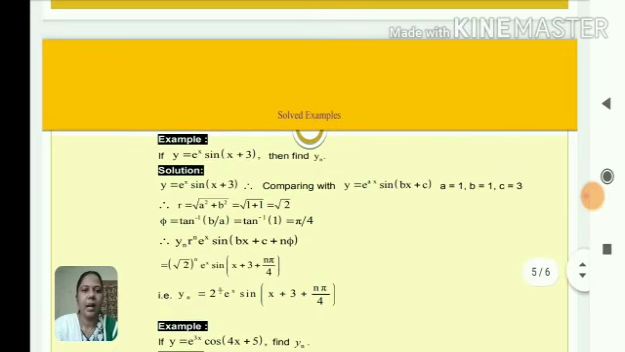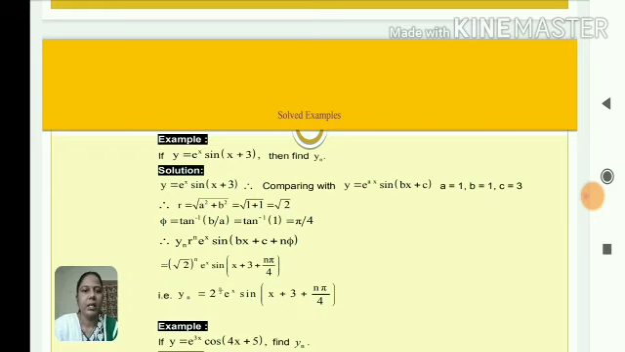Now we can find r. R is under root a square plus b square. So it is equal to under root 1 plus 1. So it is root 2. And phi or theta, you can take the symbol. It is tan inverse b upon a. So it is tan inverse 1 upon 1. So it is pi by 4.